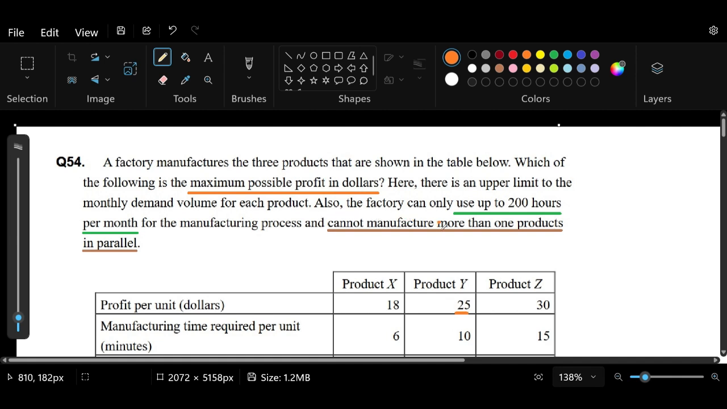Also, the factory can only use up to 200 hours per month for the manufacturing process and cannot manufacture more than one product in parallel. Again, we're looking for the maximum possible profit in dollars, and we are only given up to 200 hours per month for the manufacturing process. At the same time, the products have to go in a series. What that means is we manufacture one product and then the next. They don't go in parallel. We can't manufacture them at the same time.